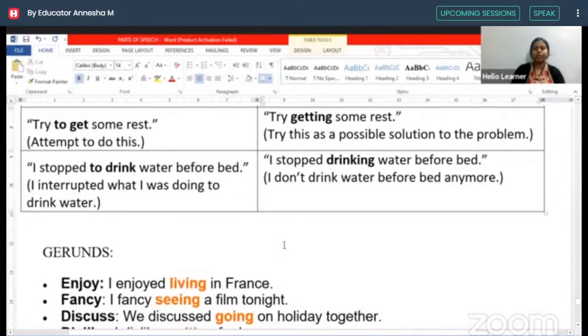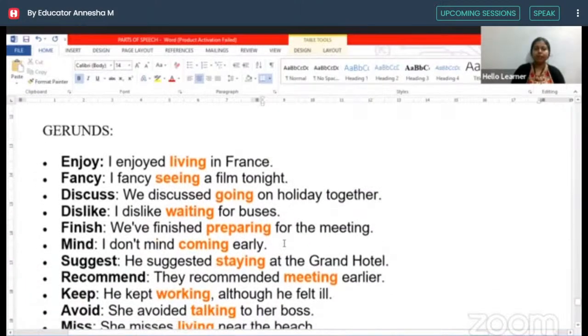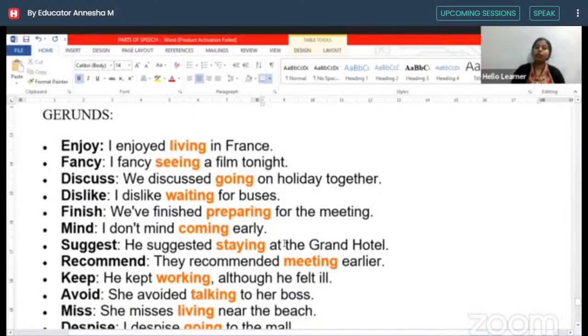Okay, chaliye. So now we will look at some verbs that can only be used with gerunds and not with infinitives. So क्या बोला जा रहा है कि कुछ ऐसे verbs है English language में, there are certain verbs in the English language which can only be used with gerunds. उनके बाद कभी भी infinitive लगेगा ही नहीं. उनका जो direct object है, उनका जो complement है, verb complement है, उसमें subject complement, object complement जो भी आप लगा रहे हैं, उसके बाद कभी भी infinitive नहीं आएगा, सिर्फ और सिर्फ gerund आएगा.